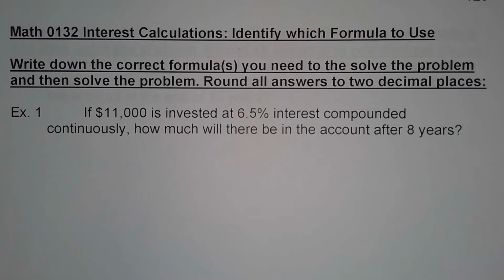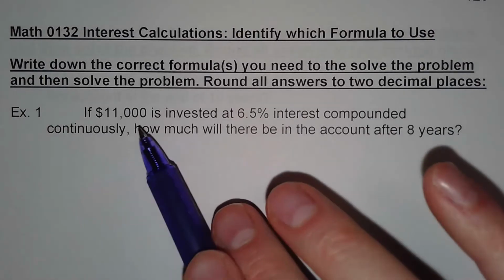...is being able to go through and identify which formula we need to use in a particular application. So our directions here are to write down the correct formula you need to solve the problem and then solve the problem. Round all answers to 2 decimal places. So we have $11,000 invested at 6.5% interest compounded continuously. How much will there be in the account after 8 years?